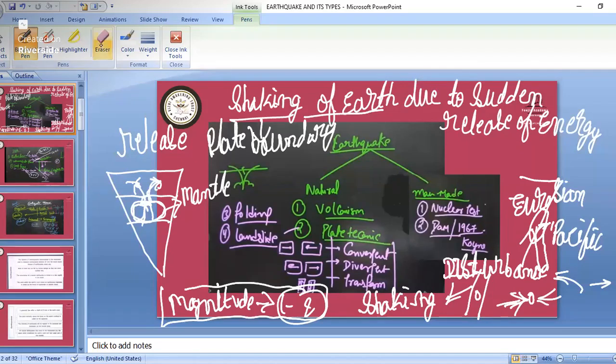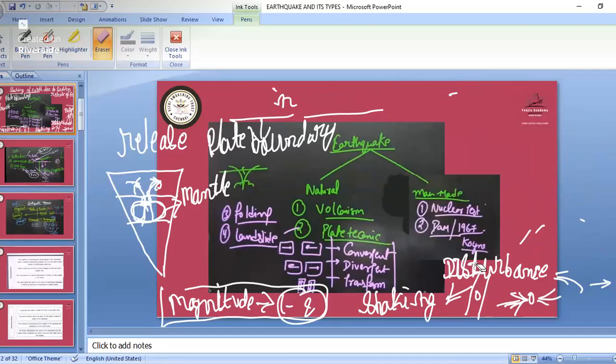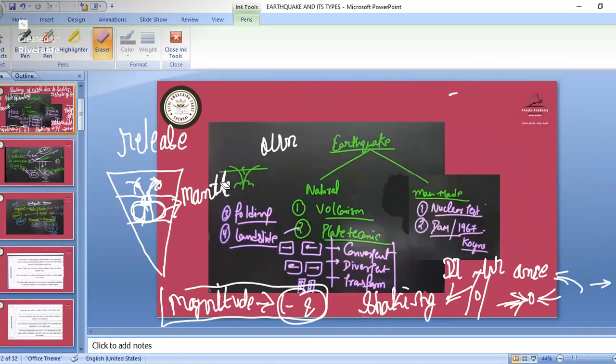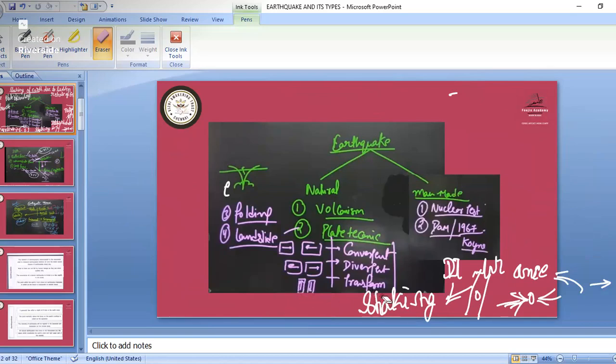So what do we mean by earthquake? It means shaking of the earth due to sudden release of energy. Now in this part we are also studying that we have two types of scales. We'll see which scale is used for the measurement of magnitude and which scale is used for the damage, and we'll also see some earthquake regions.